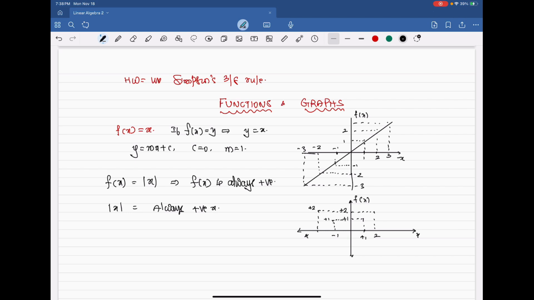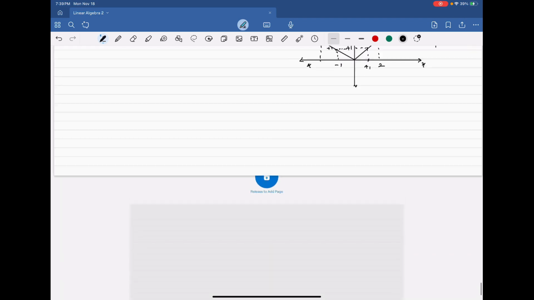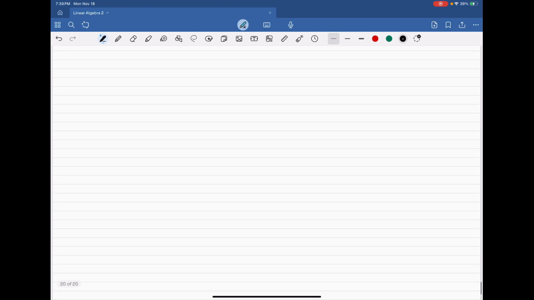Now, let us combine these, and the graph looks like this. Simply, the absolute value is taken, function x is equal to absolute x value, then the graph is like this. This is x, this is function x. Now, let me make it a little bit complicated. Now, let's go for something else like this.